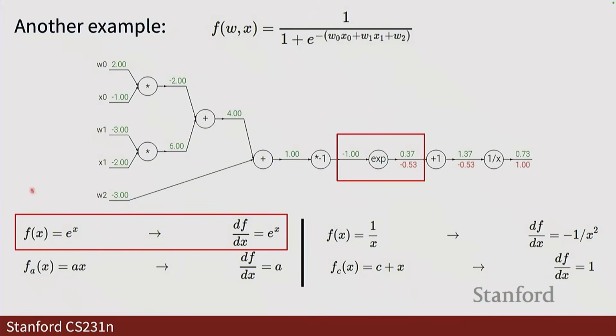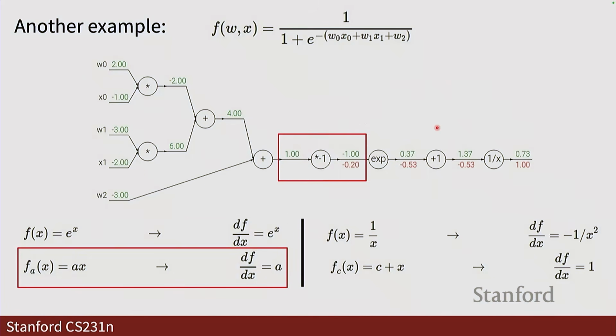Next step is the exp function. For that, again, the upstream, we already have the value. For the local gradient, it's e to the power of x. What is x? The input of this step, minus 1. So calculating this will give us minus 0.2. And this goes back to the next step.